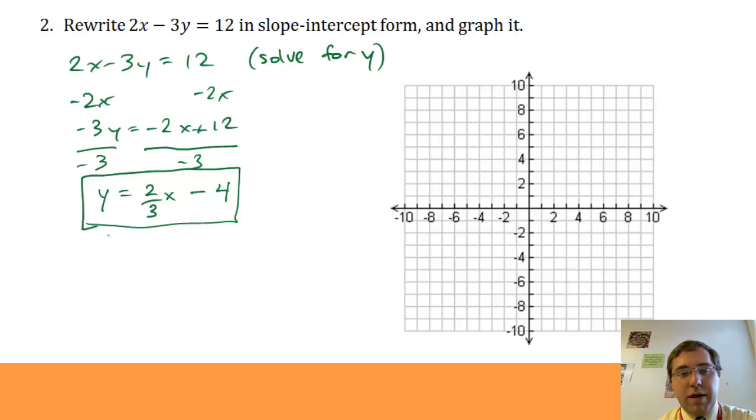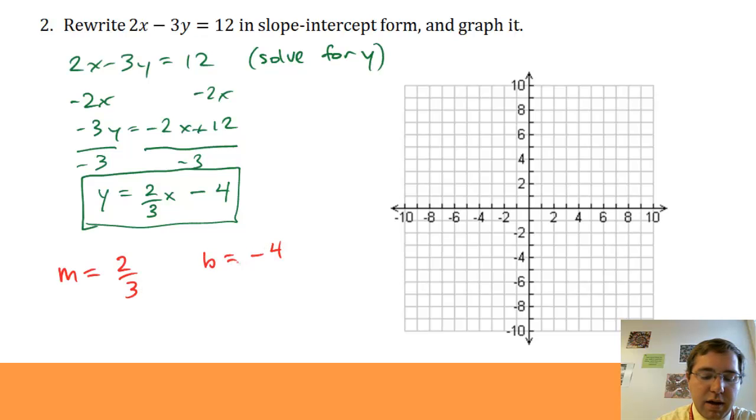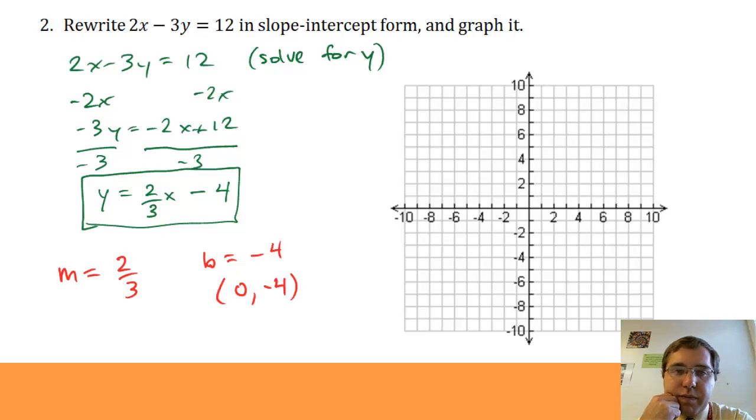The way I graph it from there is to pick out the slope, m, which is the number in front of x, so 2/3, and the y-intercept, b, which is the number on the end with its sign attached, so negative 4, which means the y-intercept is the point 0, negative 4. So here's how I'm going to graph it. I'm going to start with the y-intercept and put a point there, 0, negative 4. Then I'm going to use the slope to find another point.